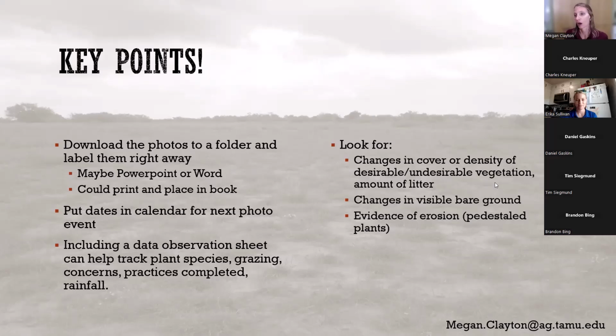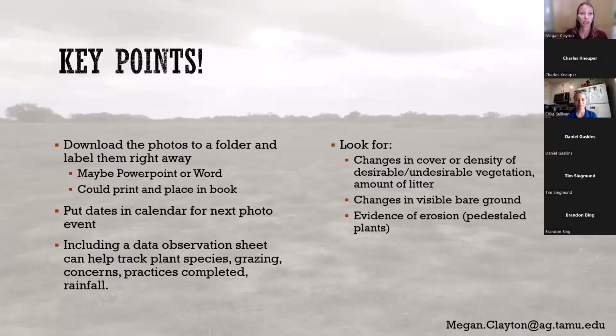So let's talk a bit about the data observation sheet. These sheets are going to help track the plant species you see, grazing regimes, any concerns that you have while you're out there, and then also practices completed or your rainfall. So all these notes that you take along with that photograph are going to be incredibly important for setting the stage for what's happening in that photo or why you might be seeing it at a certain time. So when you go back 8 years later, you're like, wow, it looks really green, tall grasses at this time. And you can see in your notes, well, you received an extra bit of rainfall than what you normally get by that time in the year.